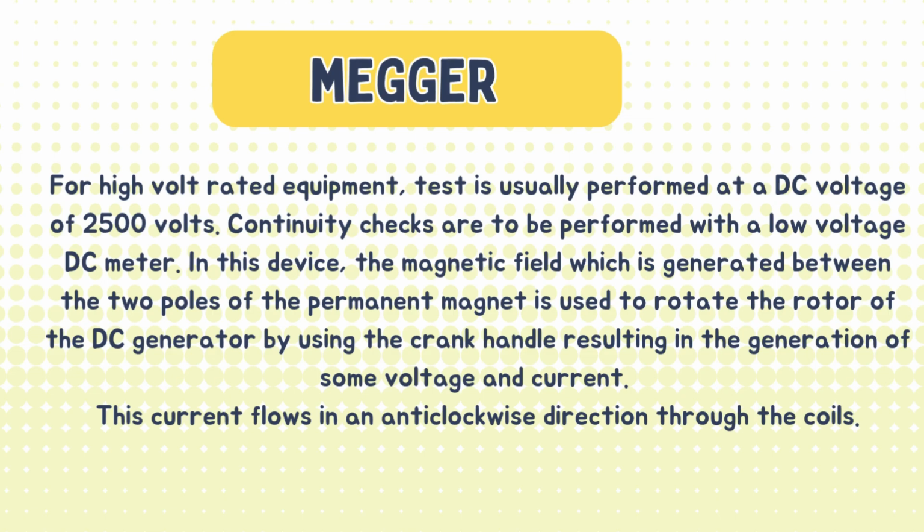In this device, the magnetic field which is generated between the two poles of the permanent magnet is used to rotate the rotor of the DC generator by using the crank handle, resulting in the generation of some voltage and current. This current generally flows in an anti-clockwise direction through the coil.